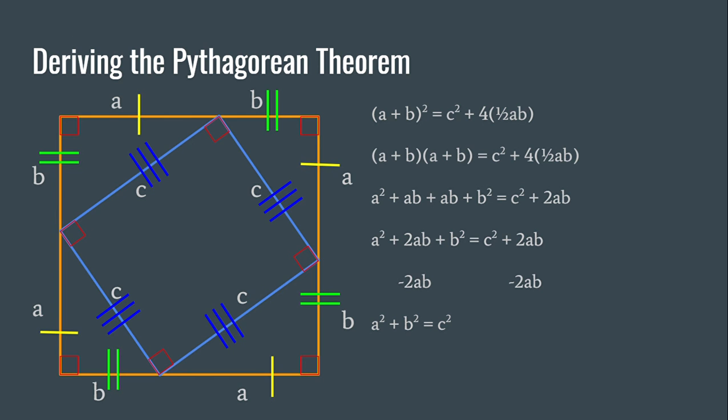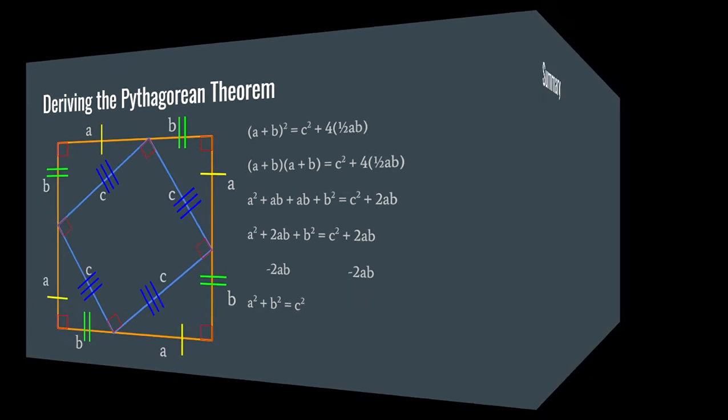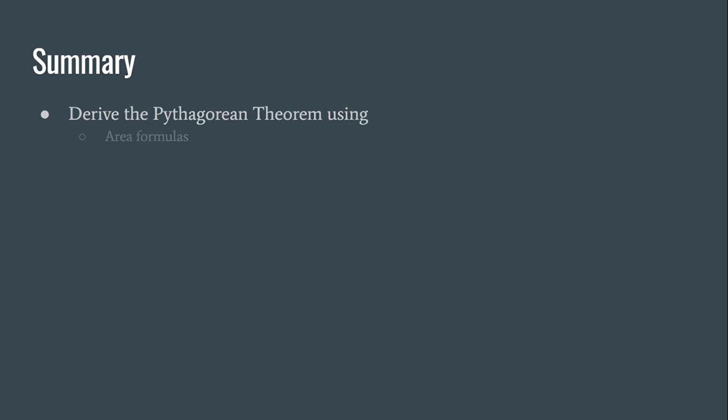Alright, so to sum it all up, we derived the Pythagorean theorem. We used the area formulas, specifically the area formula for a square and the area formula for a triangle. Once we had those, we put them into an equation and used algebra to get down to our Pythagorean theorem.